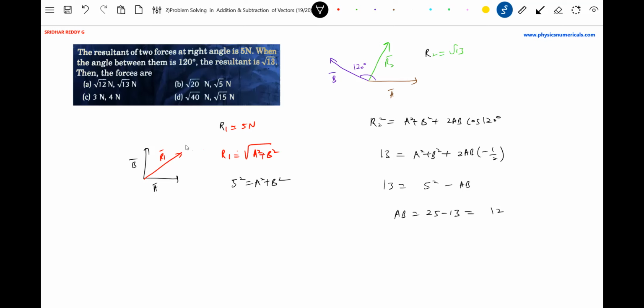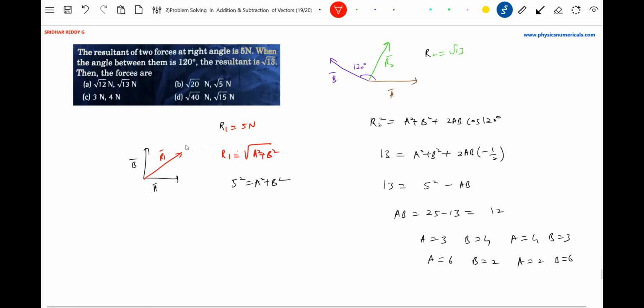So what are the values I can take? A equal to 3, B equal to 4, or A equal to 6, B equal to 2, or A equal to 4, B equal to 3. I think these are all possible options. We can do other things. So I think there is one of the options which will satisfy.